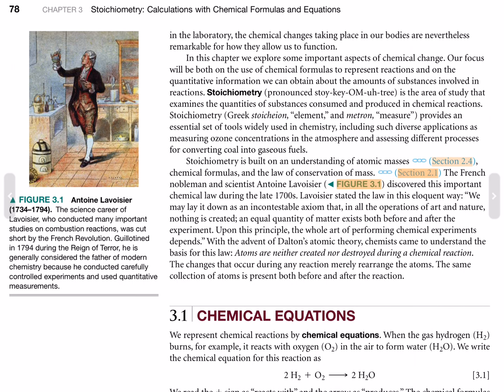Figure 3.1. Antoine Lavoisier, 1734. The science career of Lavoisier, who conducted many important studies on combustion reactions, was cut short by the French Revolution. Guillotined in 1794 during the Reign of Terror, he is generally considered the father of modern chemistry because he conducted carefully controlled experiments and used quantitative measurements.